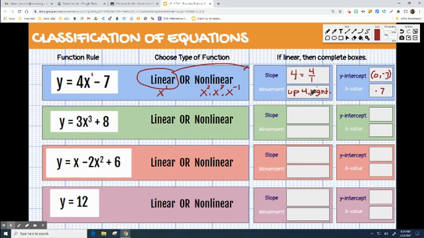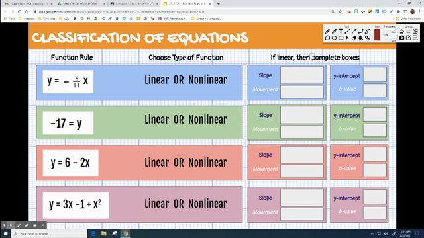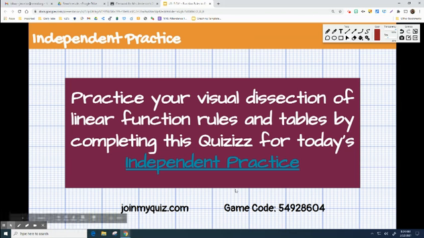So again, that's a quick refresher. I want you to move through here, linear or nonlinear. If you circle nonlinear, you don't need to do these boxes because we don't have the same outcome when we have things that are nonlinear. So you're going to work through those, and I have 2 pages of those for you to work through. And then at the end, you have a quick little quiz. If the link doesn't work, I put the code down there for you, joinmyquiz.com.